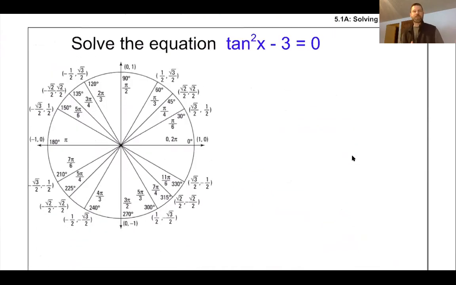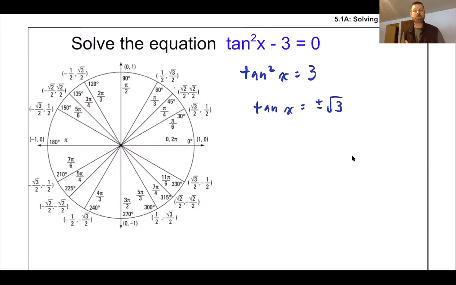All right, we're going to solve this equation. Tangent squared of x minus 3 equals 0. Not a problem. Get tangent squared by itself, so tangent squared of x would be 3. Take the square root of both sides. Tangent of x would be plus or minus the square root of 3. Now, the unit circle is still super helpful here. It's a little harder to see where tangent is square root of 3 because, right, tangent is y over x, so I've got to think about which one it would be.